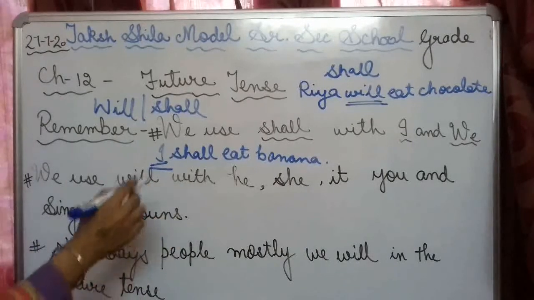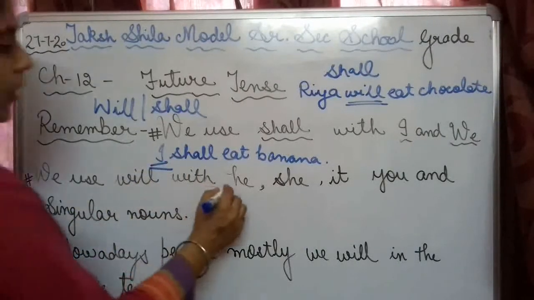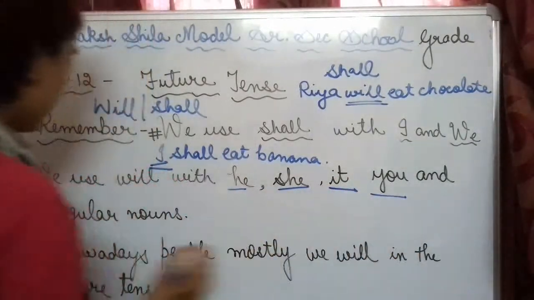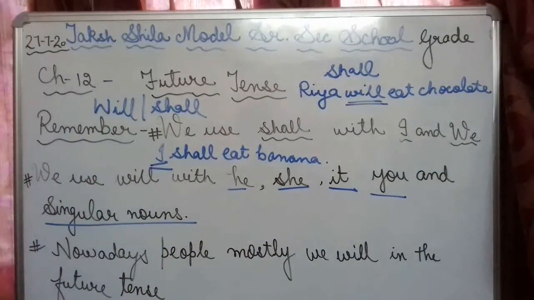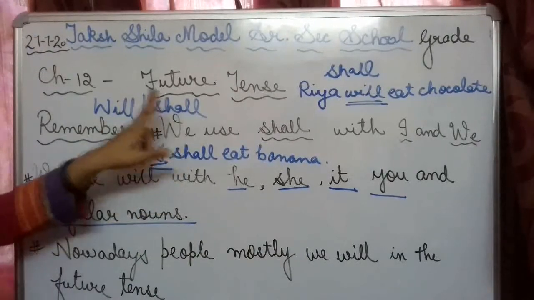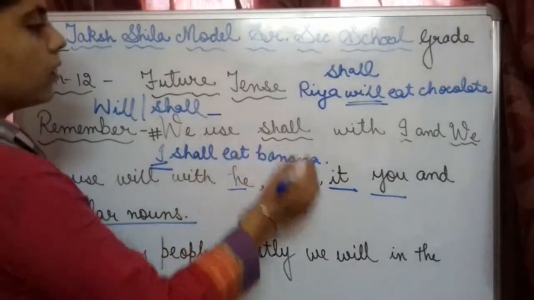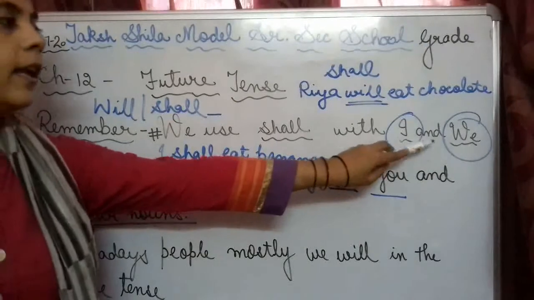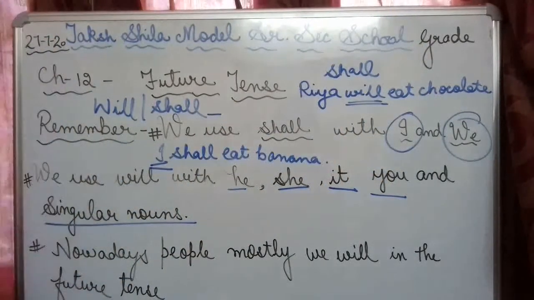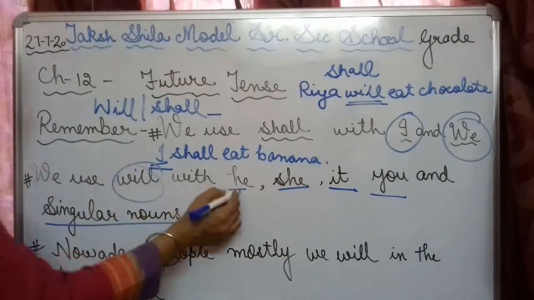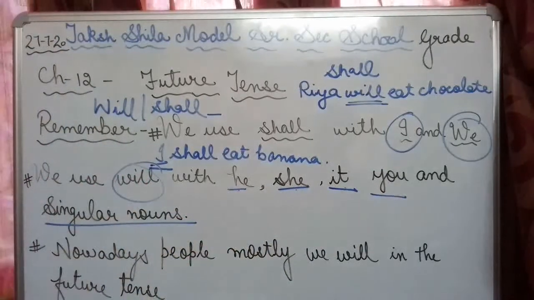Next, we use will with he, she, it, you. So will is used when the sentence is beginning with he, she, it, you and any singular nouns, right? So just remember one point, that shall is used only with two. Shall is used only with two, I and we. I and we, right? And with the rest we use will, like he, she, it, you and singular nouns, plural nouns, whatever it is, right?